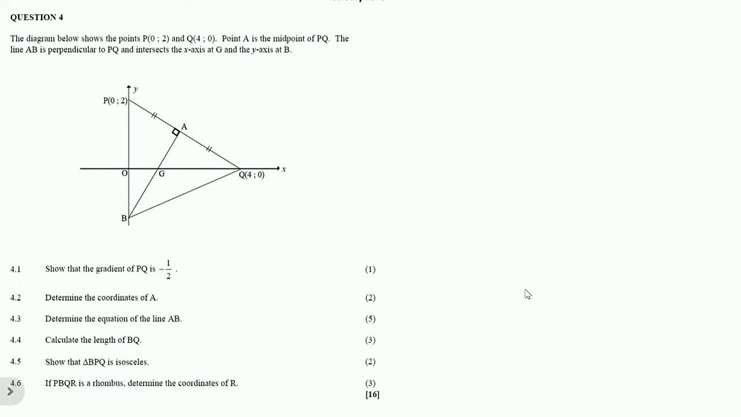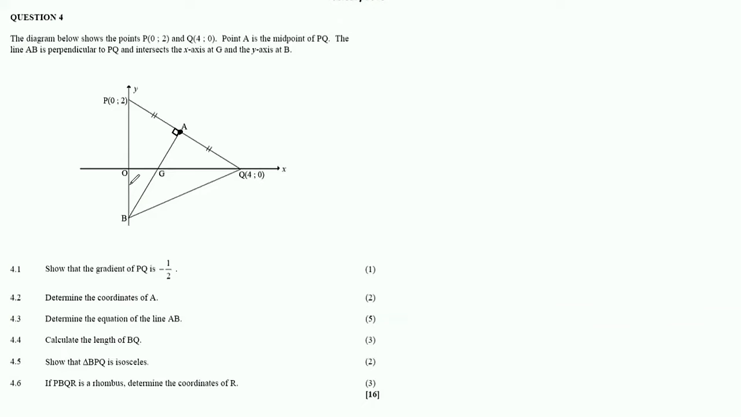Okay, so question 4 says the diagram below shows the points P(0; 2) and Q(4; 0). So these are your intercepts: one is a y-intercept and another is an x-intercept respectively. Then point A is the midpoint of PQ. We can see that PA is equal to AQ, which proves that A is a midpoint since it is bisecting the line PQ.